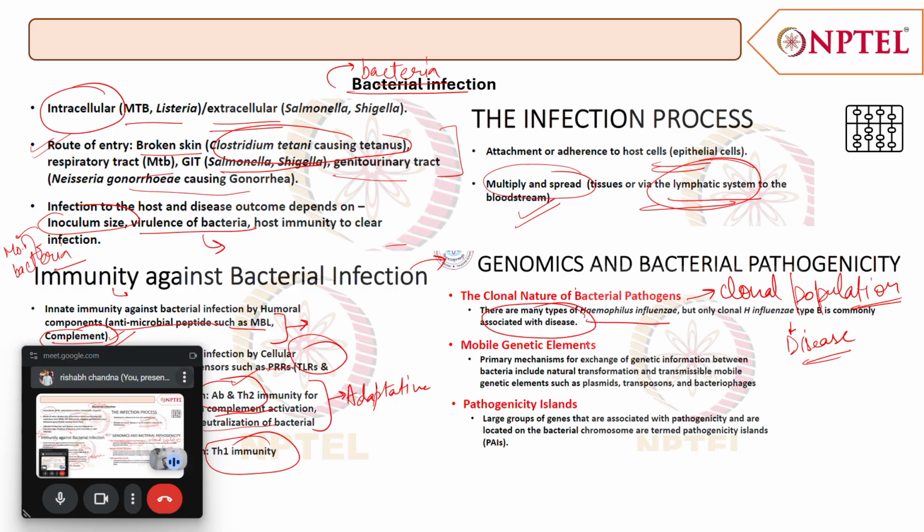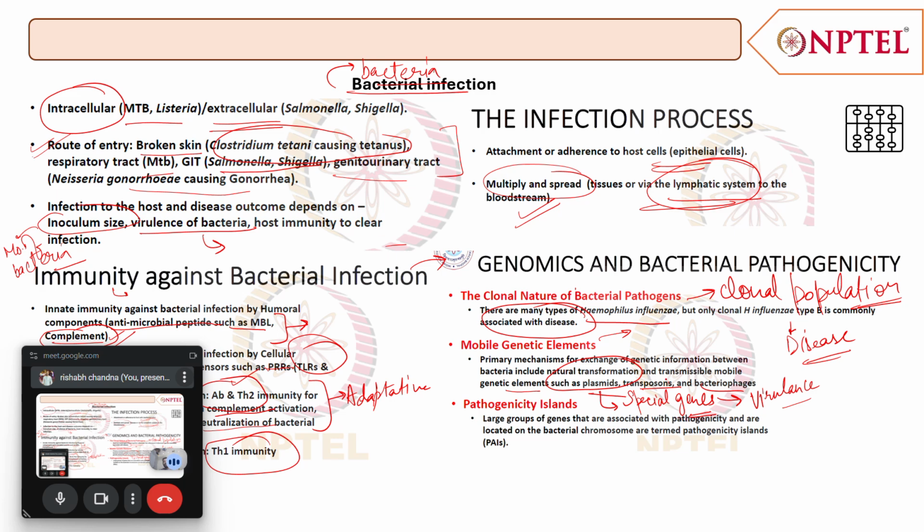Okay, then we have the mobile genetic elements. The primary mechanisms for exchange of genetic information between bacteria include natural transformation, or transmissible mobile genetic elements like plasmids, transposons, and bacteriophages. So, how a bacteria actually transmits the infection to other bacteria is the presence of the mobile genetic elements. For example, plasmids are extracellular DNA that carry some special genes in terms of providing the virulence of the bacteria.